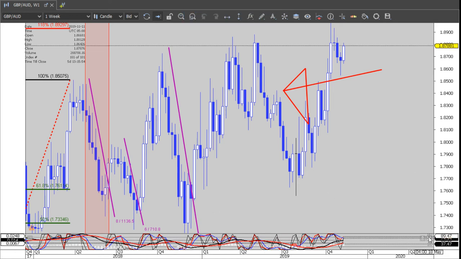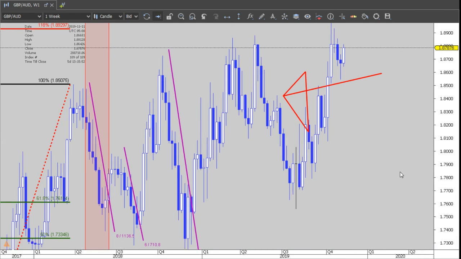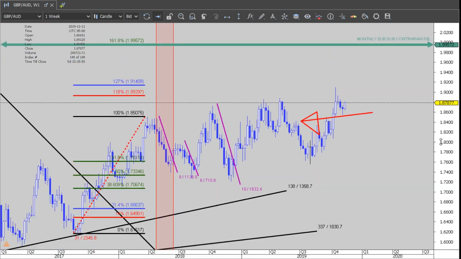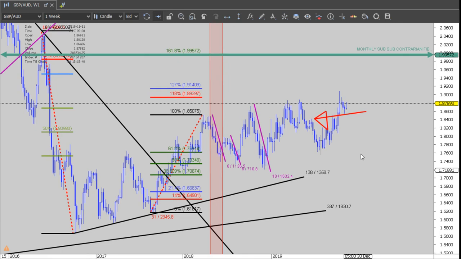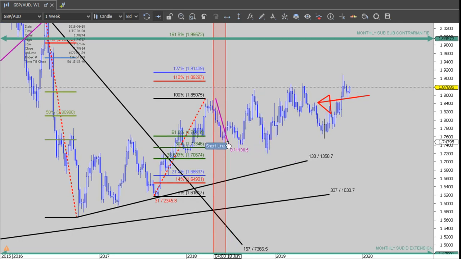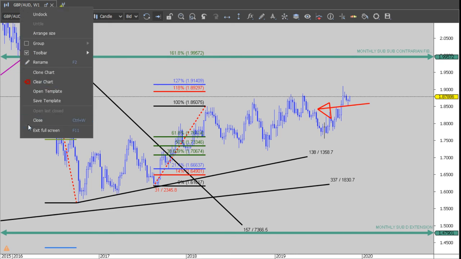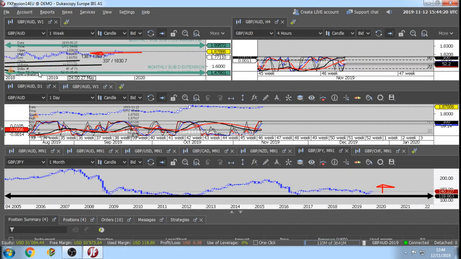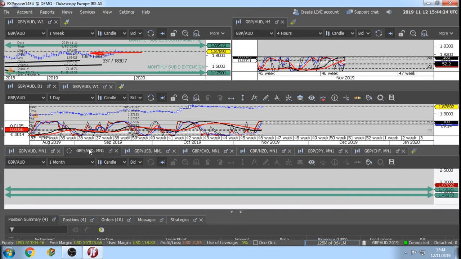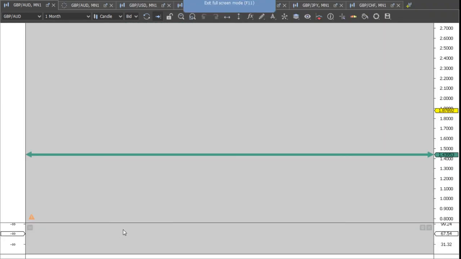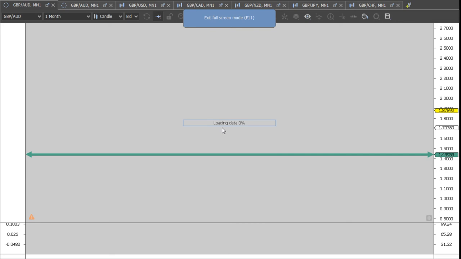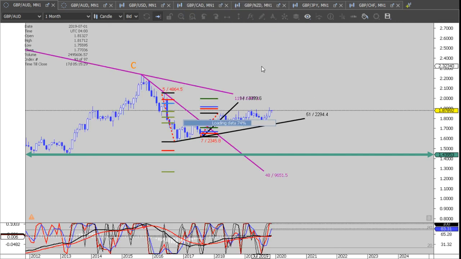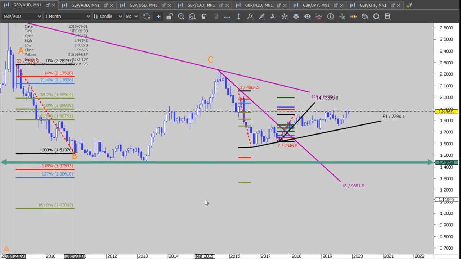Yes, you should select your trades, yes sir. Okay, Fibonacci trading. This is the GBP AUD weekly chart. Let's check first the monthly. Where is the monthly, weekly, daily, monthly, maybe this one. Let me see. Okay, let's remove everything, remove all.